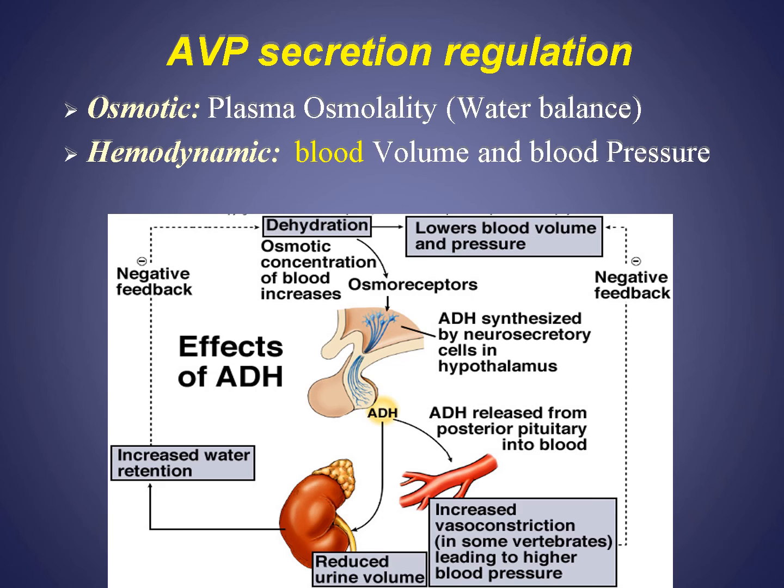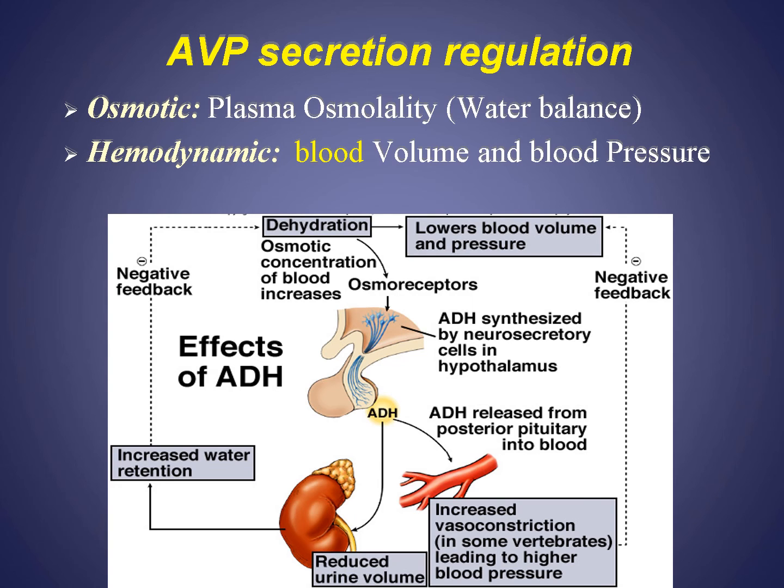How is AVP stimulated? Either by osmotic stimuli or hemodynamic stimuli. It is easily stimulated by any change in plasma osmolarity, because as we know, it's controlling water movement across renal tubules. So any change in the plasma osmolarity, either hypoosmolarity or excess osmolarity, a hyperosmolar state, will stimulate or inhibit AVP secretion.